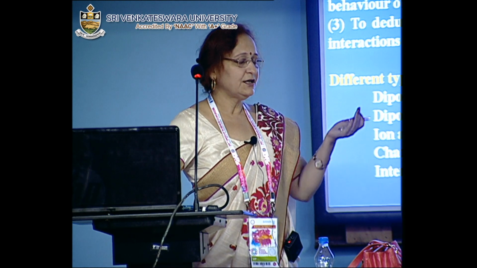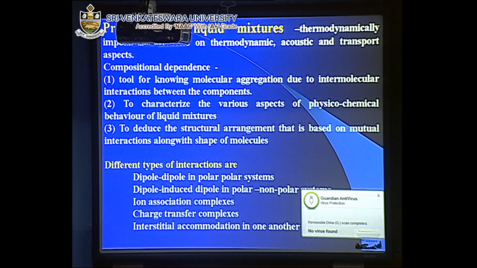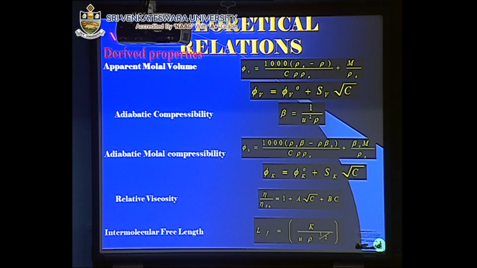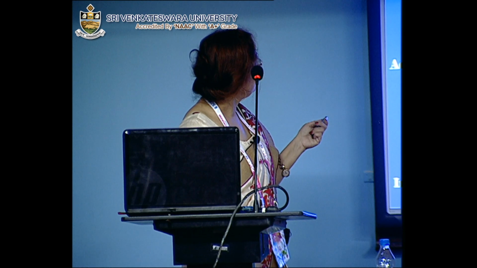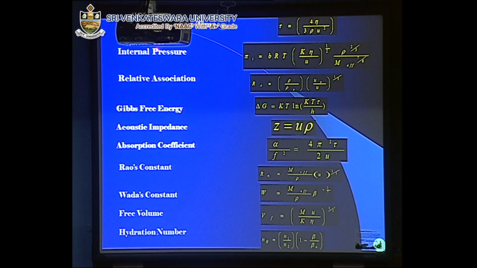are reflected in the properties which we determine by theoretical relations. There are standard theoretical relations which we are using, and by virtue of those standard theoretical relations, we give the interpretation. This is the ultrasonic interferometer, the instrument which basically generates the waves, and refractive index studies are also being done. And these are the theoretical relations, and these are the derived properties which we are computing from the measured experimental parameters. All these properties, internal pressure, and so on, give an insight.